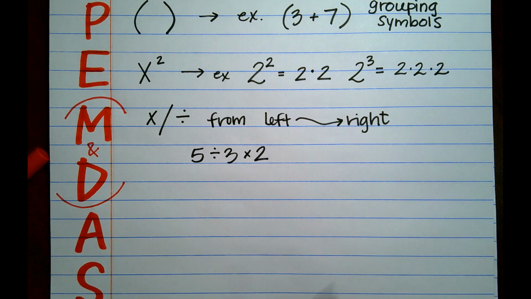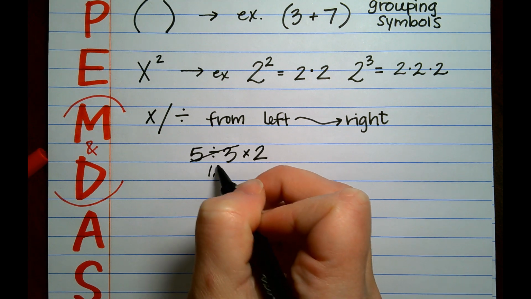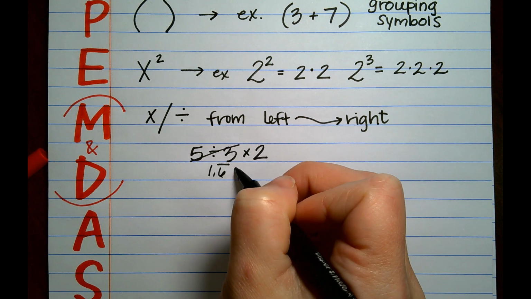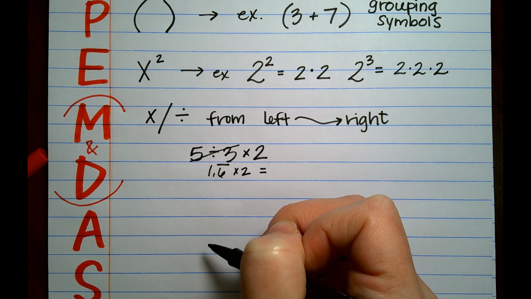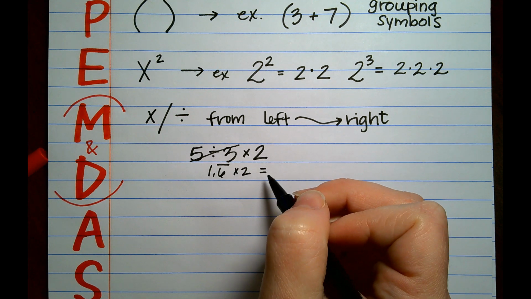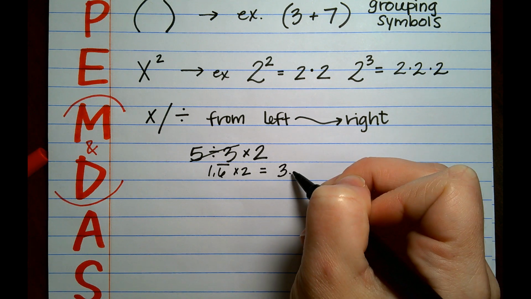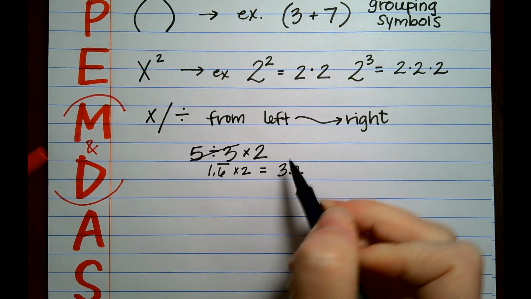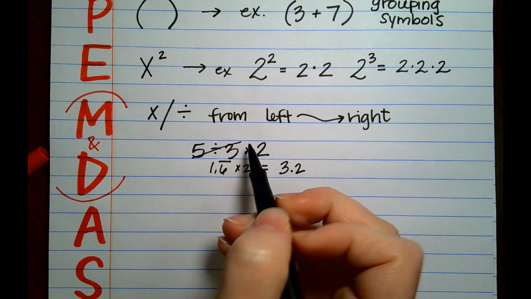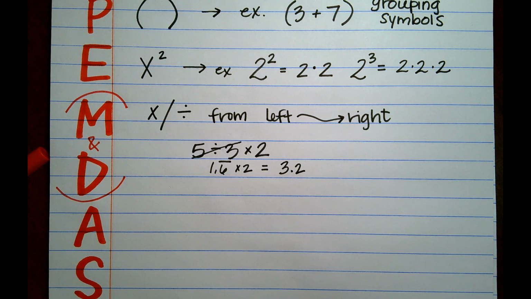Left to right. So we would do 5 divided by 3, which is 1.6 repeating. And then we do times 2, which would give us, off the top of my head, what is that? 3.18, you said? Okay. I'm going to figure it out. 3.2. Perfect. So that would be our answer there. Okay. So we're going from left to right.